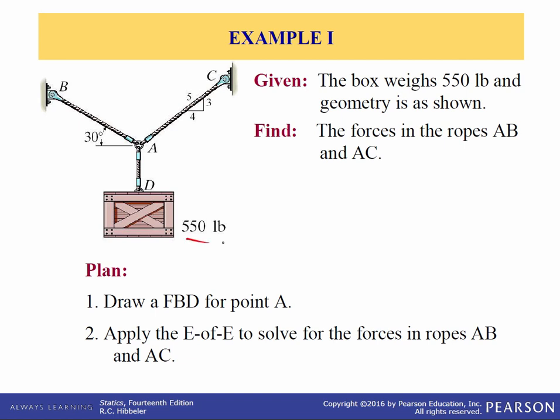So let's do some examples. Here we have a box that weighs 550 pounds and has the geometry as shown. Find the forces in AB and AC. So our plan is to draw a free body diagram for point A. We're going to draw a circle around it and see which forces cross into that circle. And then we'll apply the equations of equilibrium to solve for the forces in ropes AB and AC.